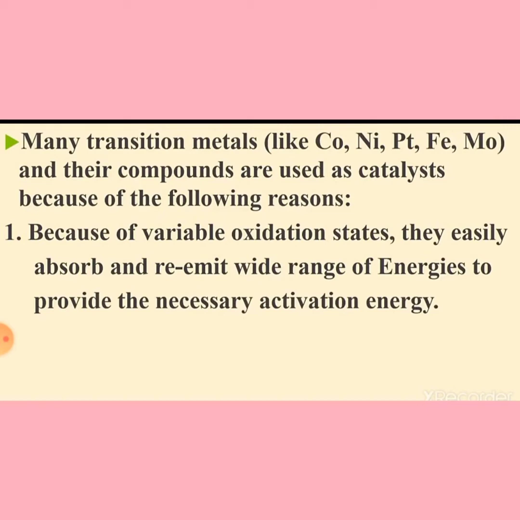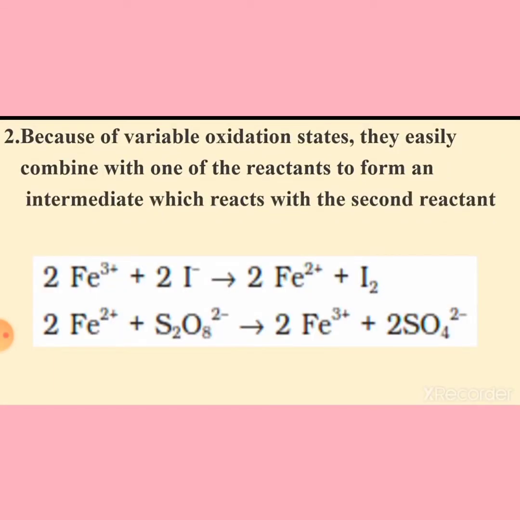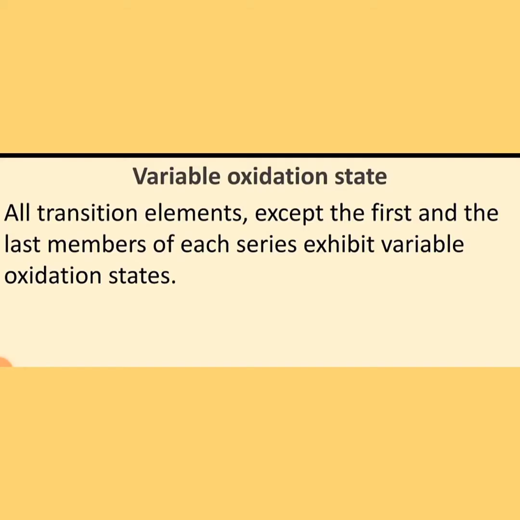Due to the following reasons, transition elements act as good catalysts. They have unpaired electrons to form unstable intermediate products. They have a large surface area on which reactants can be easily adsorbed. They exhibit variable oxidation states and can easily exchange their oxidation states, making them effective catalysts.